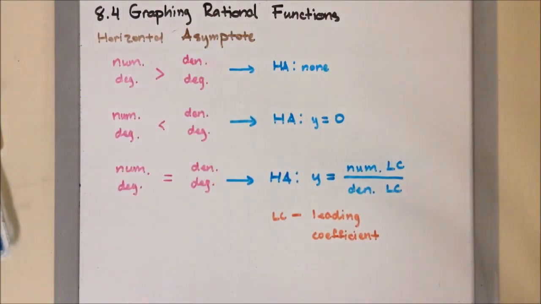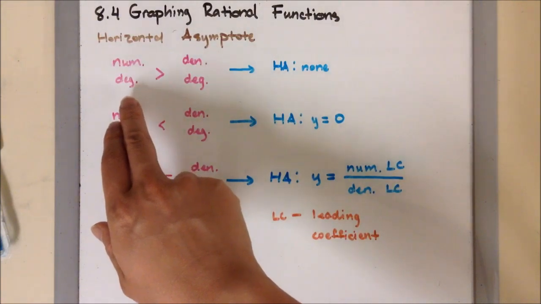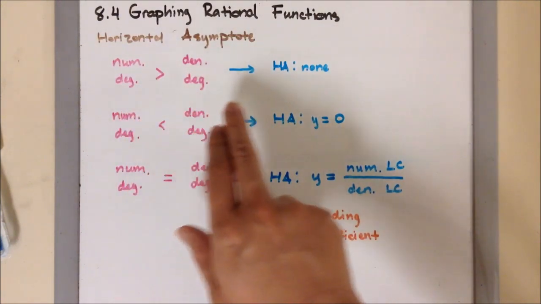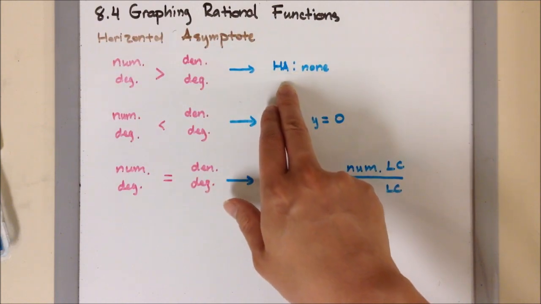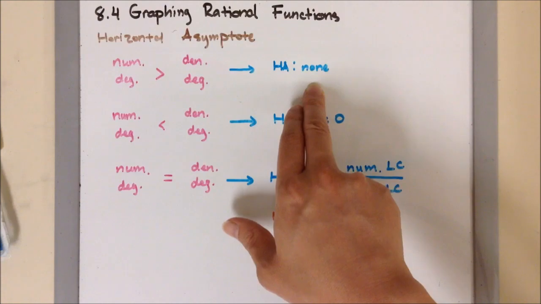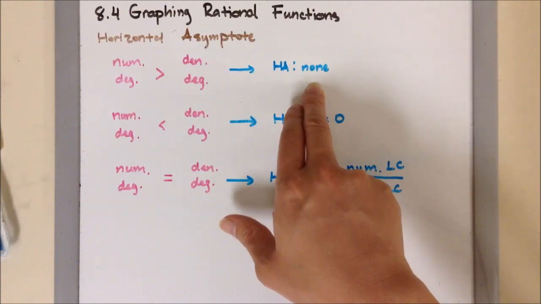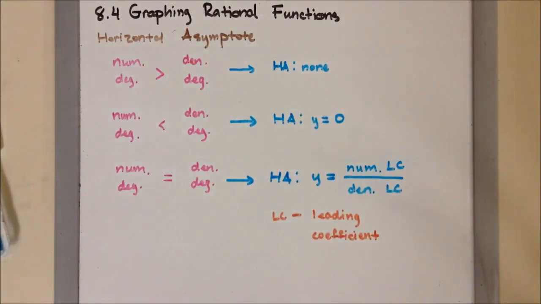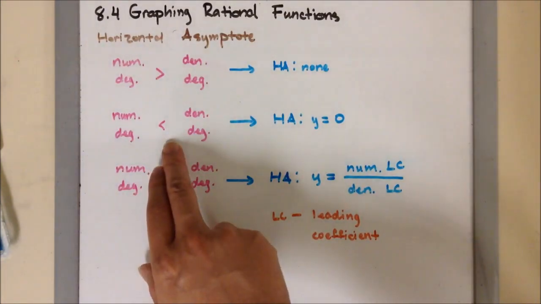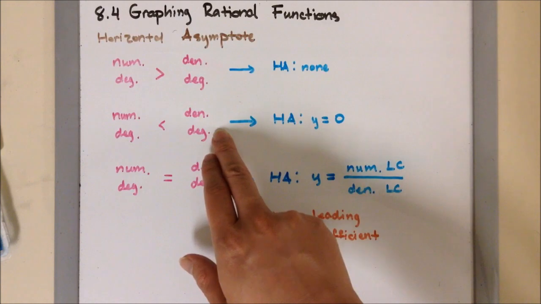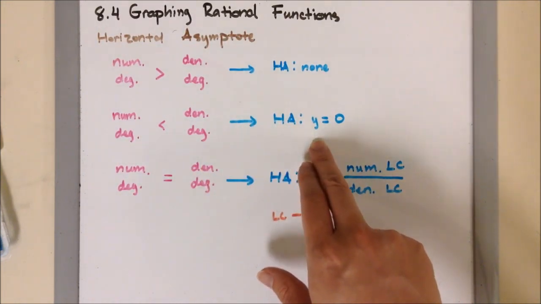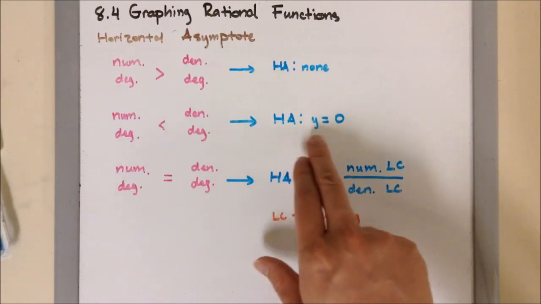So if we look at the first part, if the numerator degree is higher than the denominator degree, therefore for the horizontal asymptote, there will be none. You will not have any horizontal asymptote whatsoever. Now the second part, if the numerator degree is less than the denominator degree, then our horizontal asymptote is going to be y equals 0. So you would just write horizontal asymptote y equals 0.